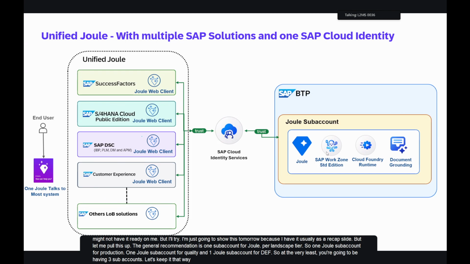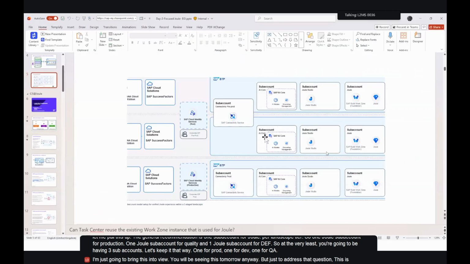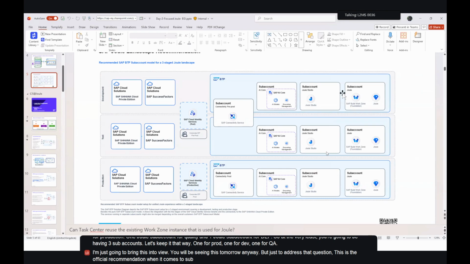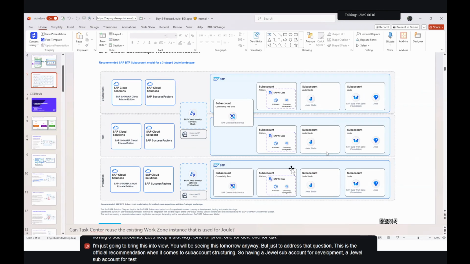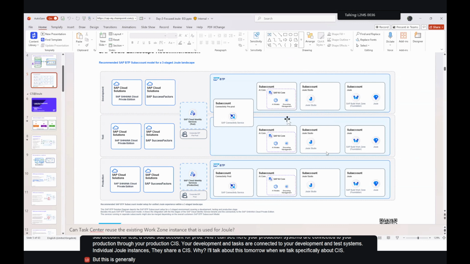One for prod, one for dev, one for QA. I'm just going to bring this into view. You will be seeing this tomorrow anyway, but just to address that question, this is the official recommendation when it comes to sub-account structuring. So having a Joule sub-account for development, one for test, and one for prod. And you can see here your production systems are connected to your production Joule through your production CIS. Your development and test systems are connected to their individual Joule instances. They share a CIS. Why? I'll talk about this tomorrow when we talk specifically about CIS. But this is generally the setup that we recommend.